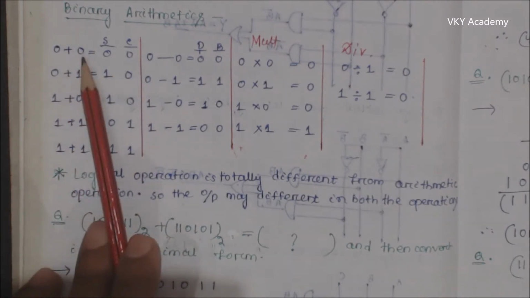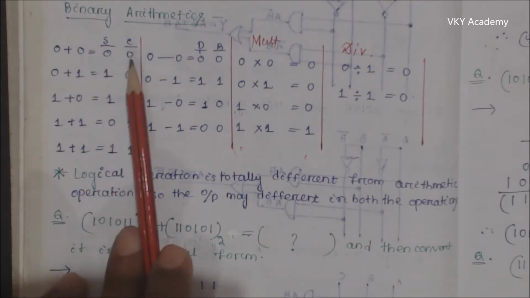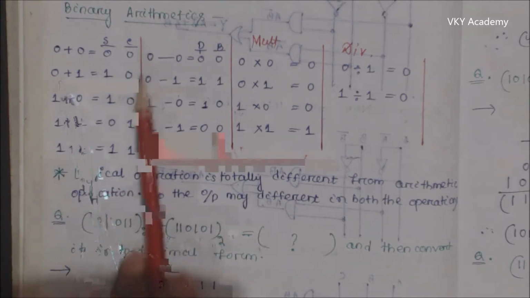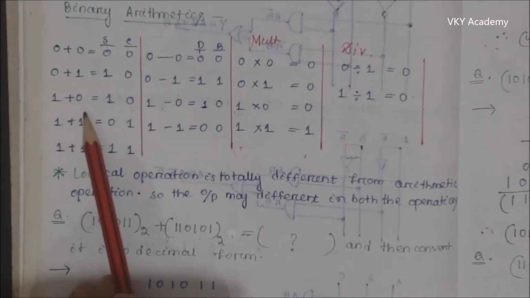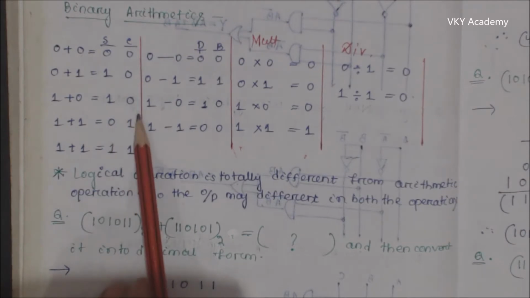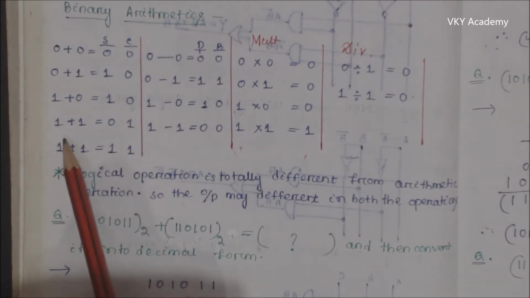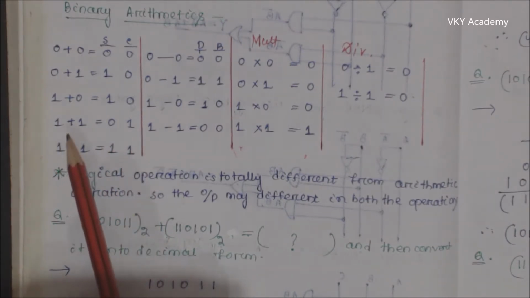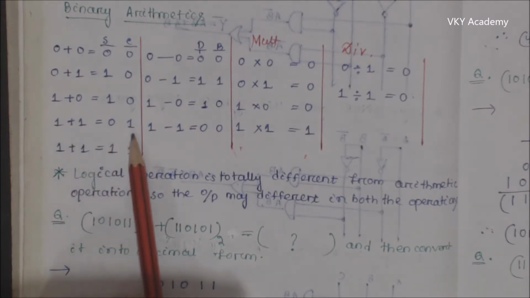Whenever binary 0 is added with 0, the sum is always 0 and carry is always 0, because we do not have any carry. When binary 0 is added with binary 1, the sum is 1 and carry is 0. Whenever binary 1 is added with binary 0, the sum is 1 and carry is 0. When 1 is added with 1, then sum is 0 and carry is 1. We need to remember this one. When 1 is added with 1, the sum is 0 and carry is 1.